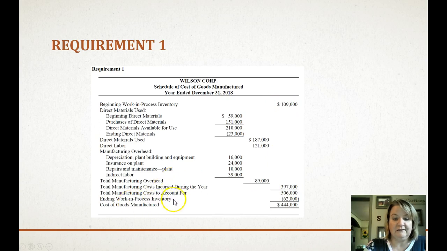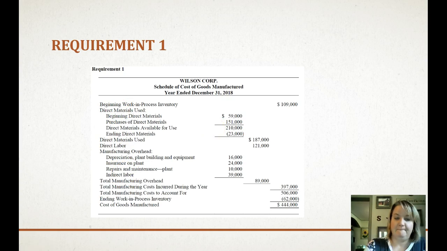Ending work in process inventory. And that you have that. It was given to you, negative 62,000. So your cost of goods manufactured is $444,000. So this is a format for schedule of costs of goods manufactured. And this is a format I want to see. I want to see it all laid out. This is how it should be.